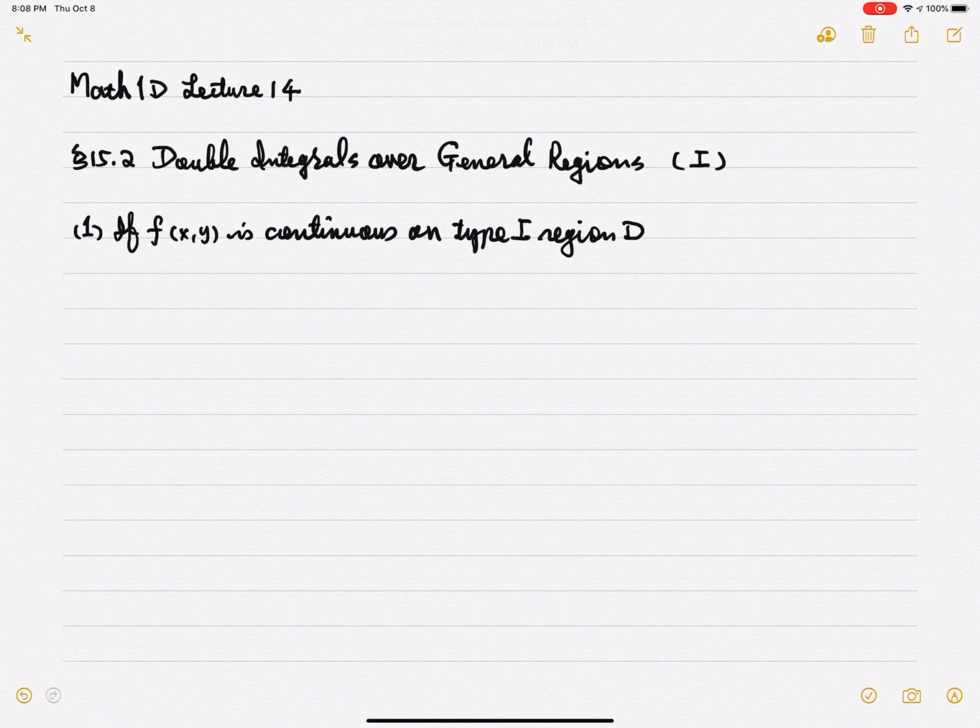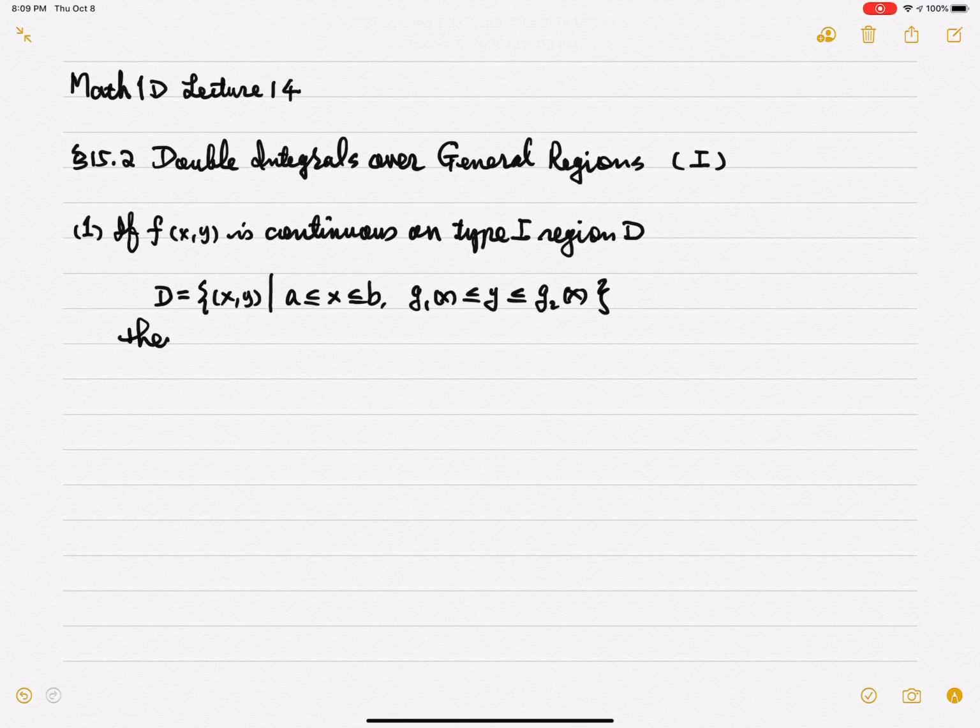Now, what is the type 1 region D? Type 1 region D is this. D is equal to the set of (x, y) such that x is between two constants, a and b, and y is between two functions, g1(x) less than or equal to y less than or equal to g2(x). Of course, g1, g2 could be constant, or one of them is a constant, or both are not constant functions. So this is called the type 1 region.